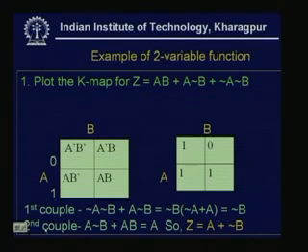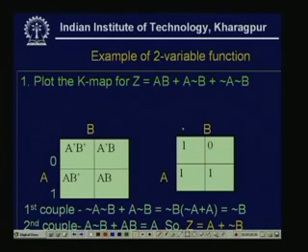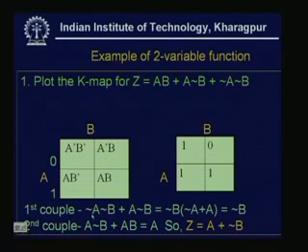So the first column represents B bar. Similarly, from the Karnaugh map, the second couple should be reduced to A. The second couple is A B bar plus A B. If I take A common, then B bar plus B means 1. That means it is reduced to the literal for the second row, A, and the literal for the first column, B bar. So it is reduced to A plus B bar.